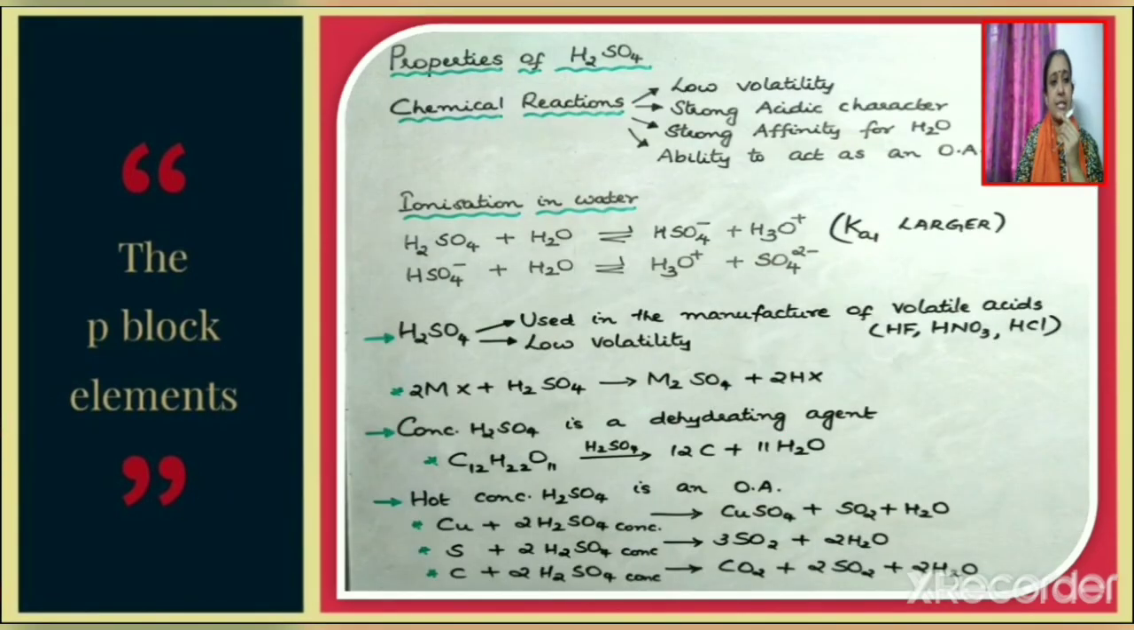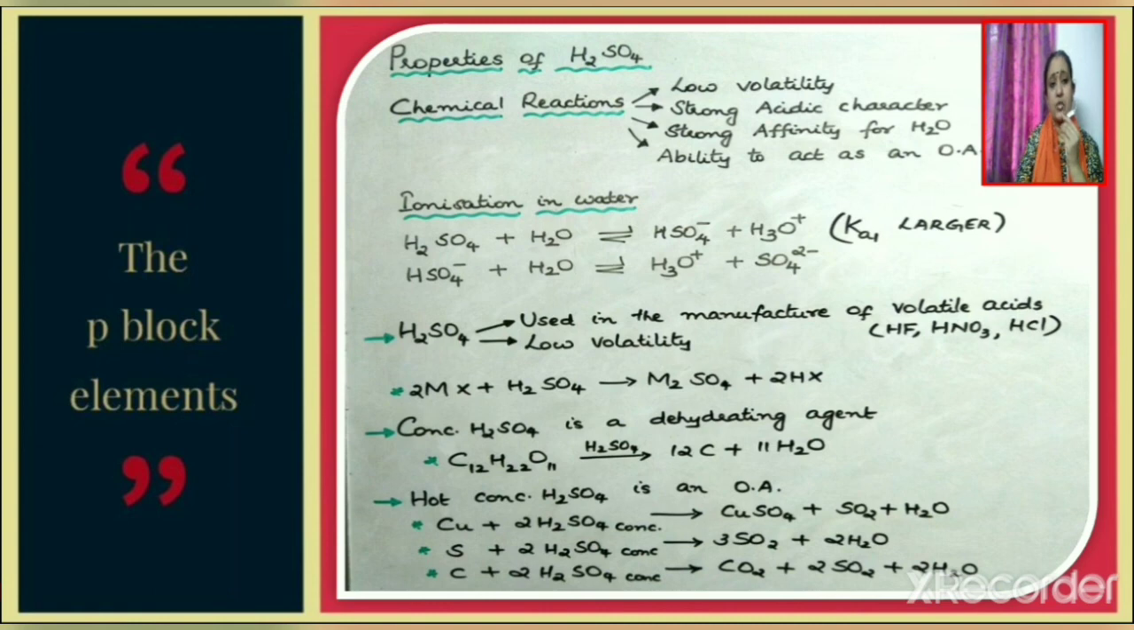Properties of sulfuric acid. Let us now discuss the various reactions given by sulfuric acid. Chemical reactions of sulfuric acid are due to its low volatility, strong acidic character, strong affinity for water and its ability to act as an oxidizing agent. Let us now discuss the ionization of sulfuric acid in water. Ionization takes place in two steps. In the first step, sulfuric acid reacts with water to give HSO4- and hydronium ion. In the second step, HSO4- then reacts with water to give hydronium ion H3O+ and sulfate ion SO4 2-.